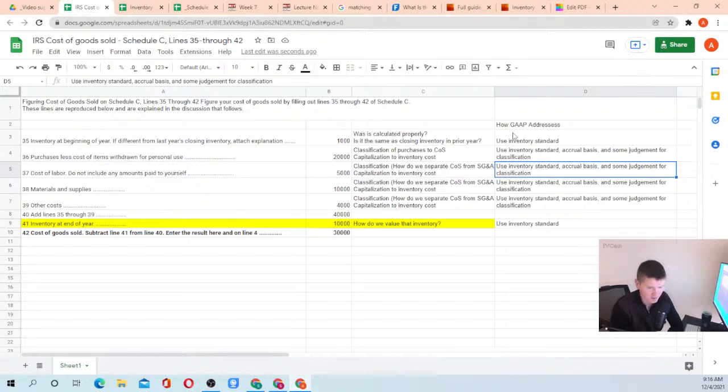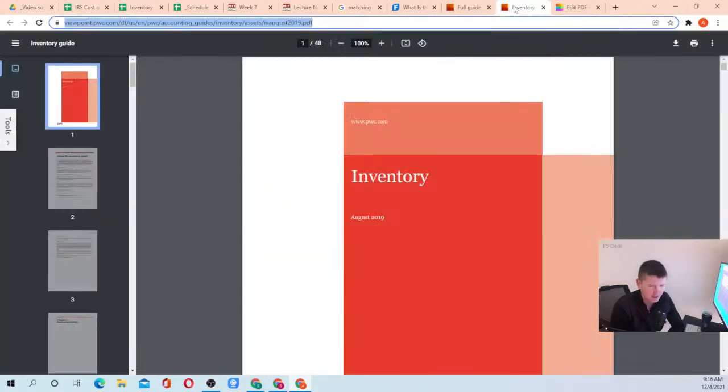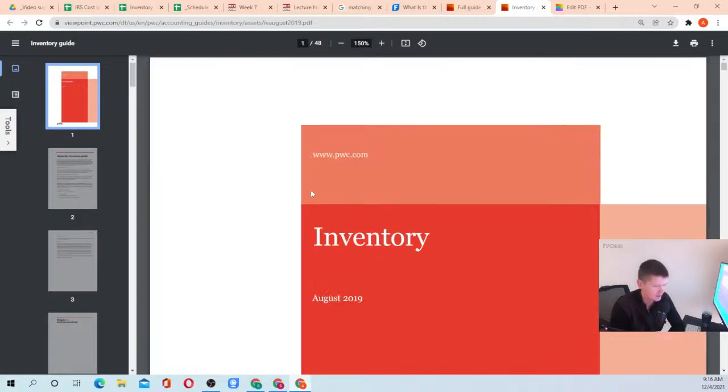So basically, here it is. Most of the cost of goods sold is related to inventory valuation. And inventory valuation is that accounting standard.